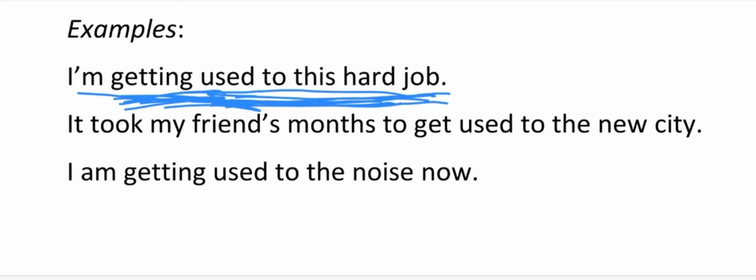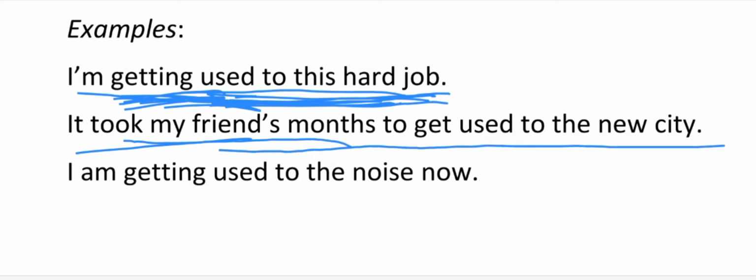The second example, it took my friends months to get used to the new city. For example, your friend got shifted to a new city and he was really bored there and he faced many problems there. But it took some months and he got familiar, he got accustomed to that new city. So the process of familiarity is mentioned here in this example.